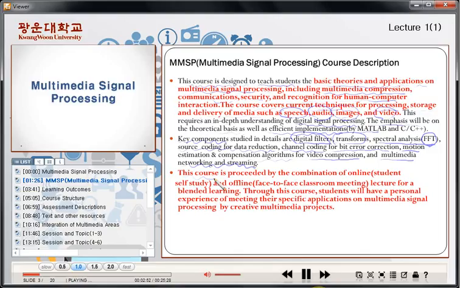And this course proceeds by the combination of online student self-study and offline face-to-face classroom meeting lectures for a blended learning. Here, the blended learning means mixed learning, online plus offline. Through this course, students will have a personal experience of meeting the specific applications of multimedia signal processing by creative multimedia projects. The creative means, this means coming up with a new idea, okay?